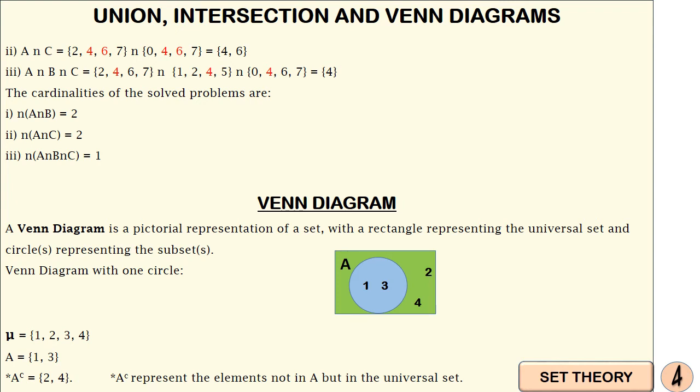While A complement, which we described last time as containing elements that are not in A, if you take out 1 and 3, you'll be left with 2 and 4. So we say A complement, also written as A raised to power C or A prime, is a set that contains elements not found in A, but found in the universal set. Hence, our values are 2 and 4.